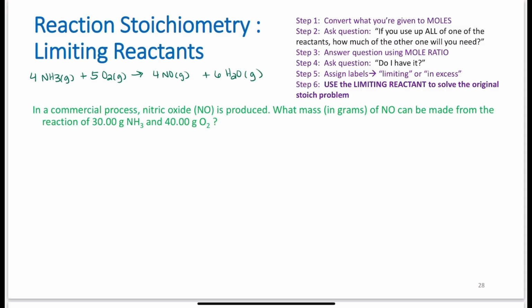The other thing I recommend you do, but you don't have to do, okay? I can't require it. Well, I could. I choose not to require it, but I highly encourage you to do this. When you are given a process like this, underneath or above the reaction, wherever you want to write it, write down what you're told. You are told you have 30 grams of the NH3 and 40 grams of the O2. The reason I encourage you to write that down is that it very quickly shows me it's a limiting reactant problem.